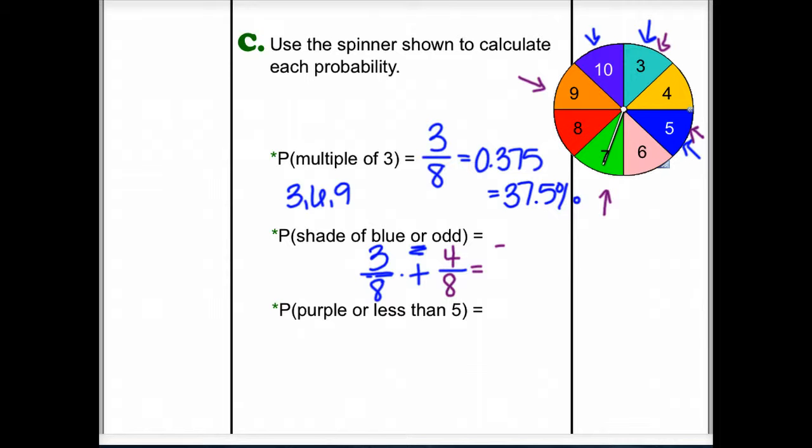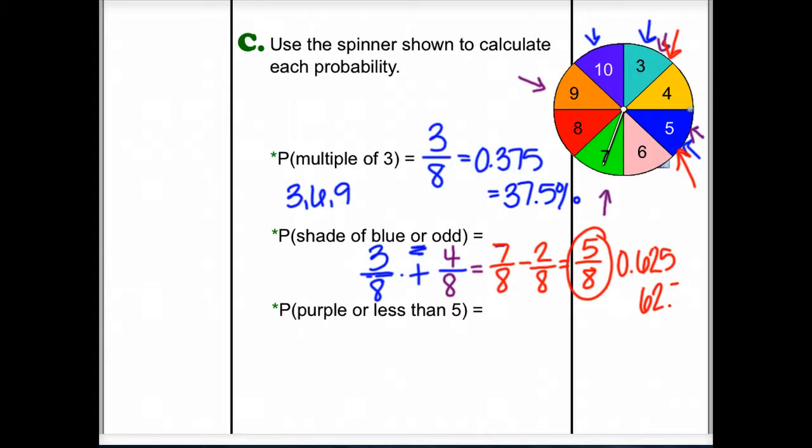We have here a blue number that is an odd. And so we can't double count it. We also have blue here, that's an odd. So we have to actually take this 7 out of 8 and subtract off those because we're double counting it. And so 7 minus 2 is 5 out of 8, which is 0.625 or 62.5%.